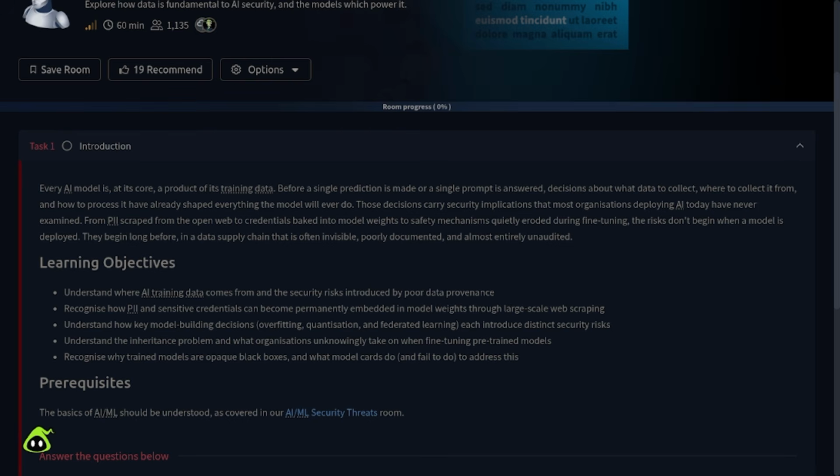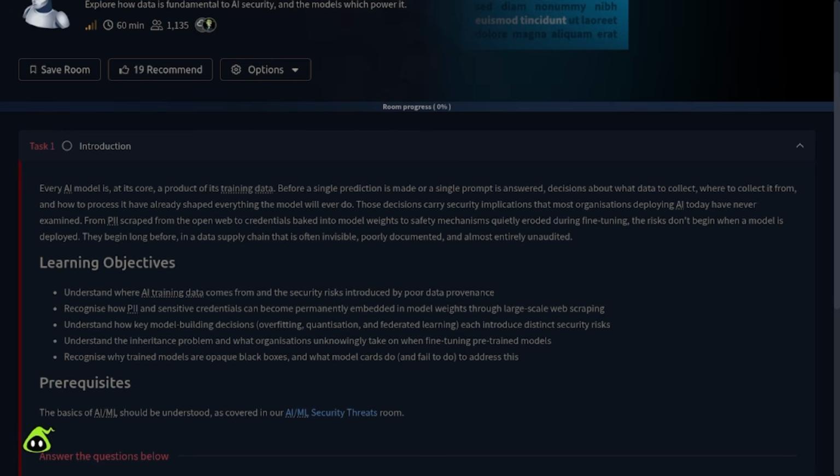So that's the introduction. These issues begin long before, in a data supply chain that is often invisible, poorly documented, and almost entirely unaudited. What this means is that we generally aren't giving enough importance to the data being fed to the LLM. It needs to be filtered, and it needs to be evaluated.